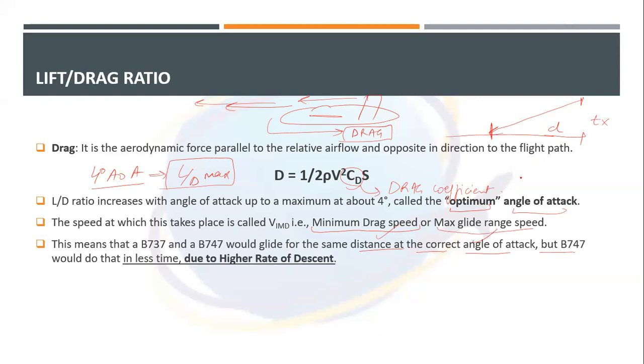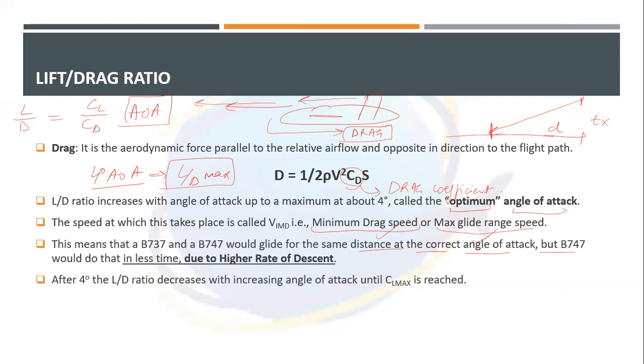So what effect does it have? It has only the effect of angle of attack. Why? Because if I take both the formulas and divide them, I am left with simply one thing that is different: CL by CD, and both of them are dependent on angle of attack. You understand this? Yes. All right.